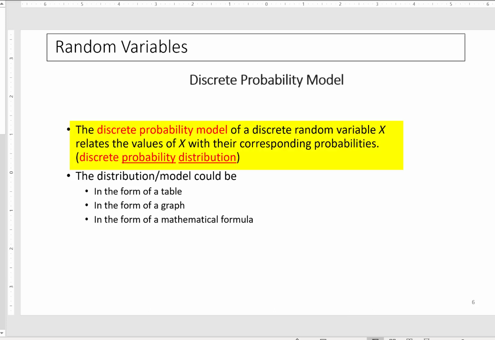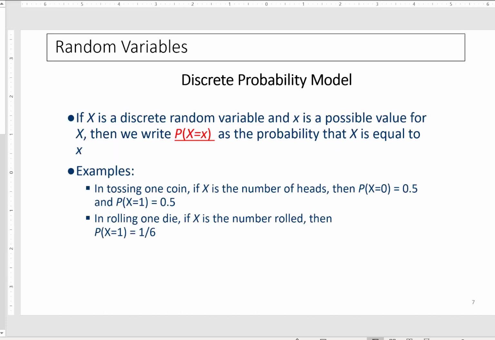The discrete probability model of a discrete random variable, we write it with that capital X, relates the values of X with their corresponding probabilities. And we call it discrete probability distribution. Now the distribution or model could be in the form of a table, in the form of a graph like a histogram, or in the form of a mathematical formula.